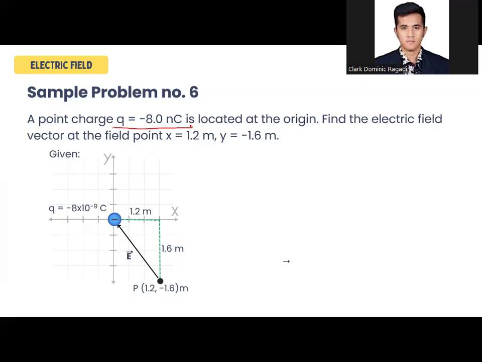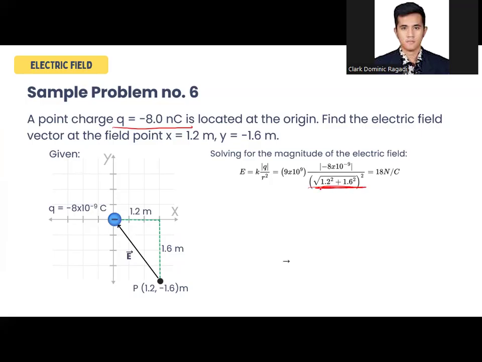So we can solve for the magnitude of the electric field using the formula given earlier, E equals kQ over r squared. But instead of using r, we are going to use directly our Pythagorean theorem, so that is why we have this expression. Again, this is just the Pythagorean theorem. So we get a magnitude of the electric field of 18 newtons per coulomb.